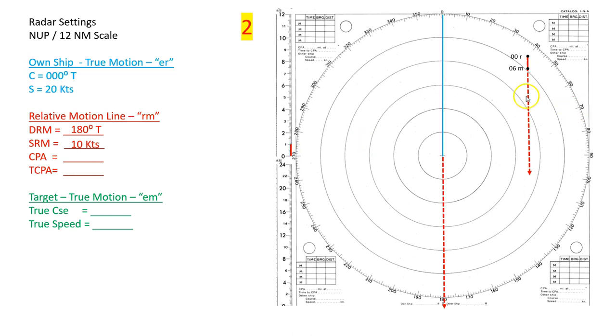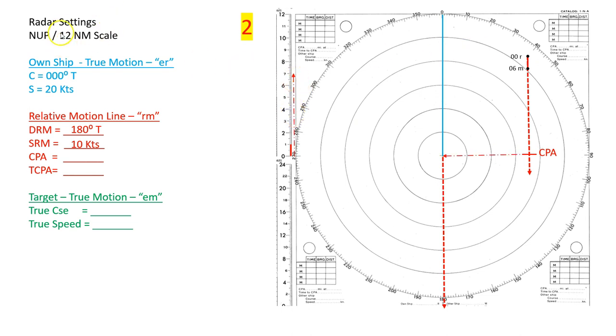So what's the CPA? The CPA should happen right about here, but if I want to know exactly, I'm going to draw a line from the center that intersects my relative motion at a perpendicular, 90-degree angle. That is where the CPA will happen right there. Now I can measure that distance from here to there with my dividers. If I bring them over here to my scale, again, it's 7 miles.